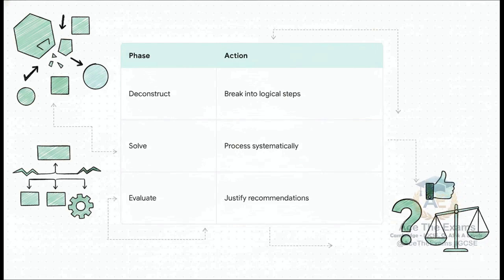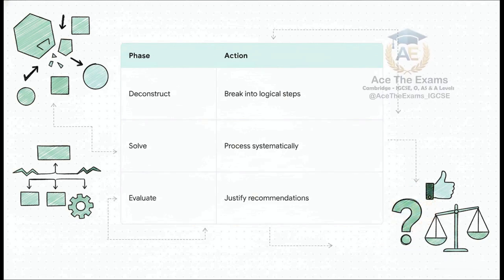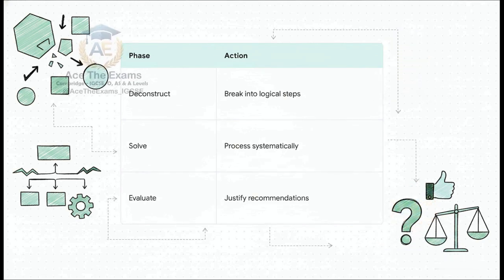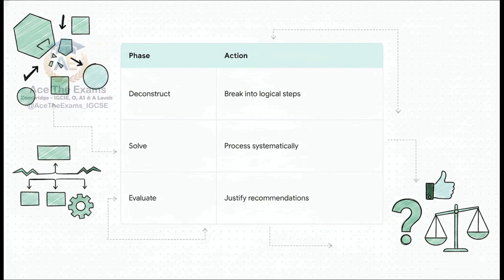The complete computer science answering system comes down to 3 phases: deconstruct, solve, evaluate. First, you deconstruct the given information. You decode the command words and break the scenario down into logical steps. Next, you solve. You systematically process that data using the Peel framework and your deep knowledge of the DBMS. Finally, you evaluate. You check your outcomes for reasonableness. You look at the time management matrix to ensure you haven't spent 20 minutes on a 4-mark question, and you make justified recommendations.